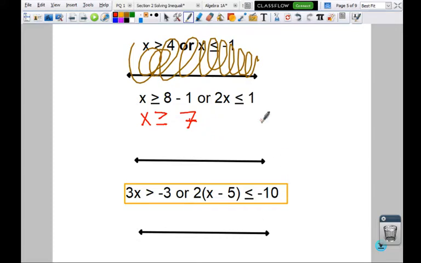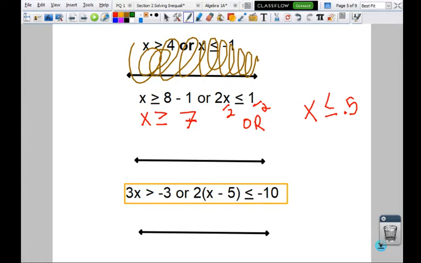Alright, and then I have or 2x is less than or equal to 1. What do I do to get this x by itself right here? Divide by 2. Yep, we're going to divide by 2. So I'm going to have x is less than or equal to 1 divided by 2, which is 0.5. Alright, so I have my or now, and they're actually solved.